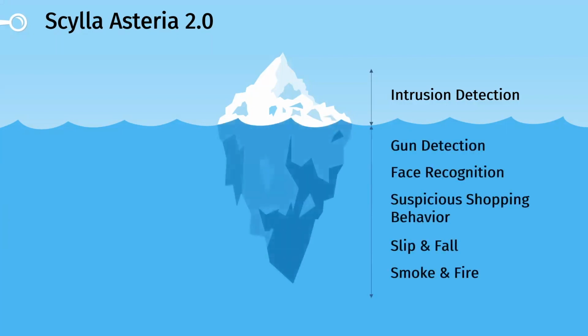We also have analytics like gun detection. You saw the video from the drone. Face recognition for access control, time attendance, live alerts of a person. Suspicious shopping behavior, like shoplifting, actually. Slip and fall for lone worker security, let's say, or for hospitals or things like this, and smoke and fire detection systems.